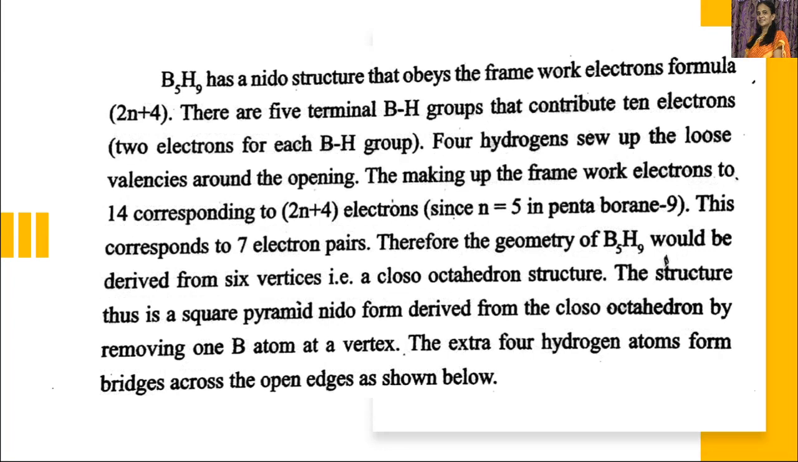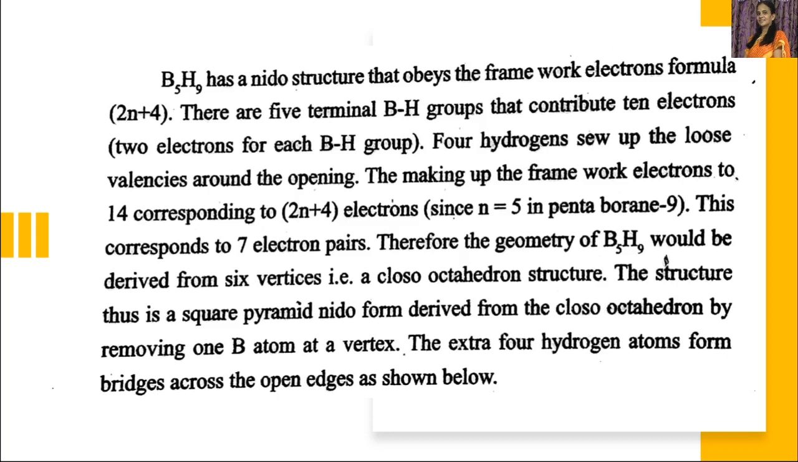Now, if we consider B5H9, it has a nido structure that obeys the framework electrons formula 2n plus 4. There are 5 terminal BH groups that contribute 10 electrons. Each BH bond is a simple covalent bond with only 2 electrons. Therefore, 5 such terminal BH groups contribute a total of 10 electrons.